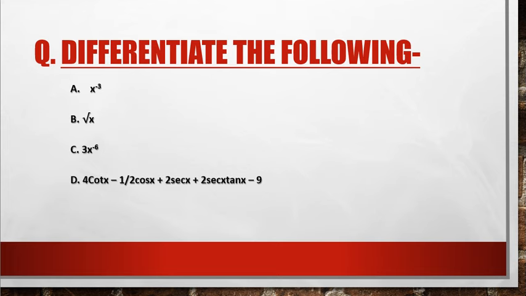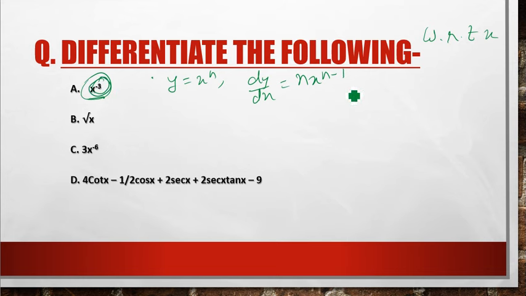Now let's move to the questions part. See the question. The first question says differentiate the following with respect to x. Now see how we will do it. See, this is x to the power 3. If we compare with the formula, that is if y equal to x to the power n, dy by dx was how much? n x to the power n minus 1. Now see here the n value is 3. So what will we write in this case? 3 into x to the power 3 minus 1, which is 3x square.